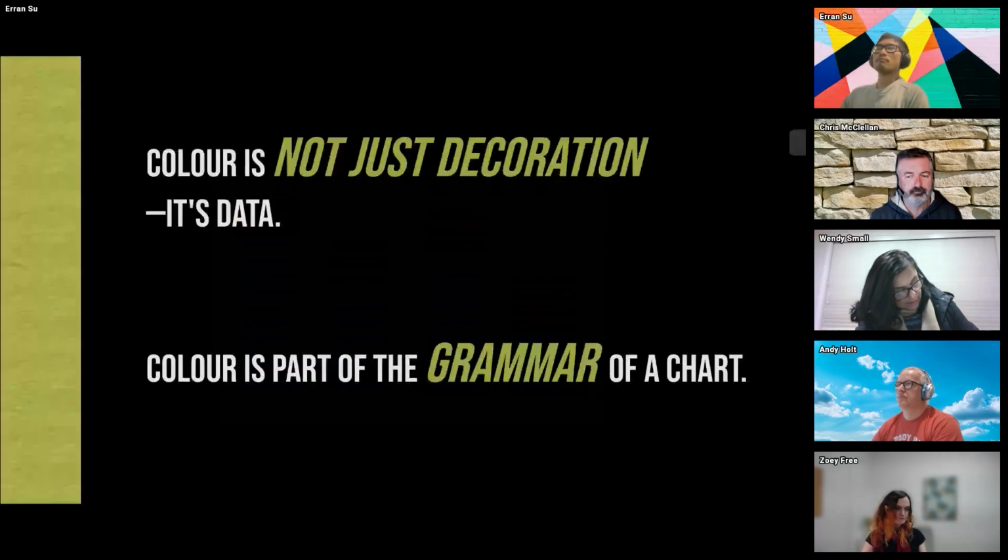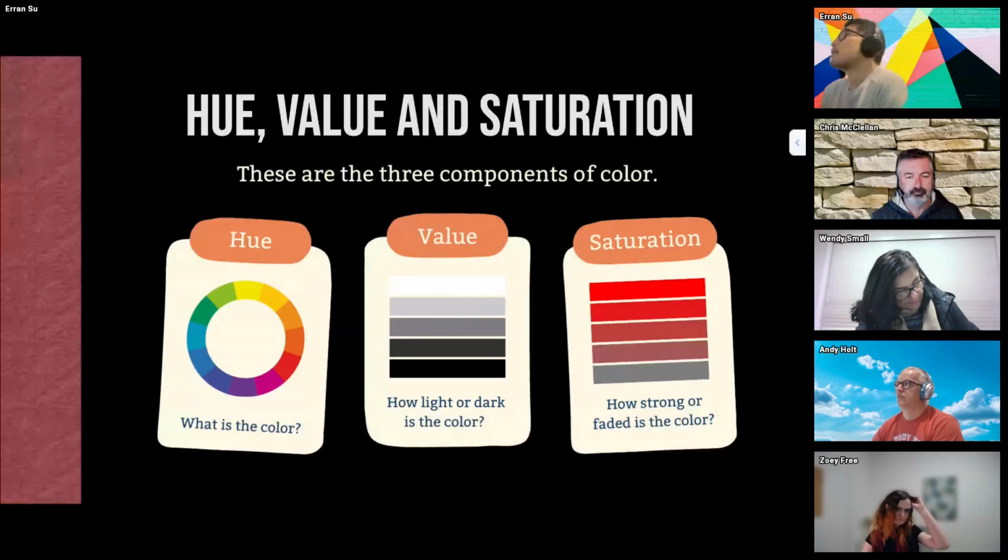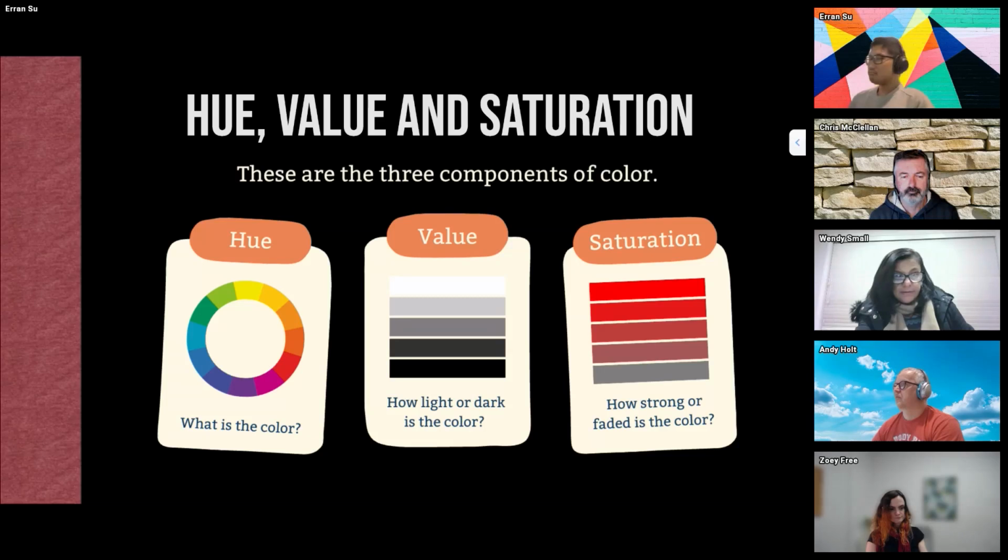So before we go deeper, there are some basics of color theory, right? There are three key components of color. There's hue, there's value, and there's saturation. Hue is just the color itself. Red, blue, green, orange, that represents hue. It's just a fancy name for that.